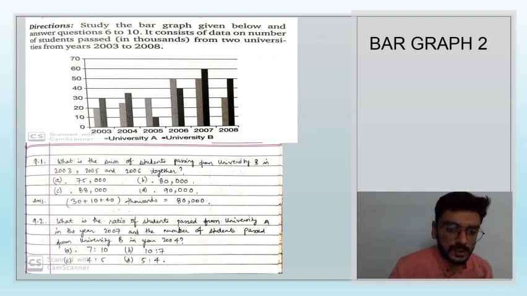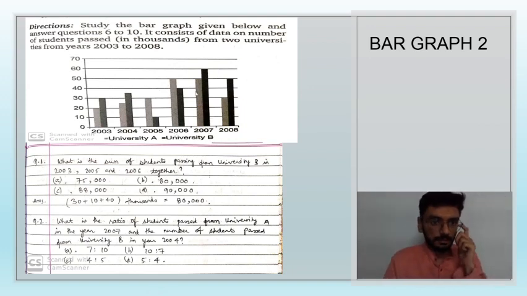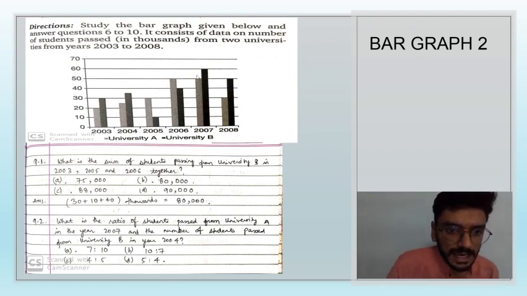What is the ratio of students passed from University A in the year 2007 and the number of students passed from University B in the year 2004? It's a very simple question yet again. Let's move on to 2007. In 2007, the number of people who passed from University A is 50, as you can see, it is plotted right here.